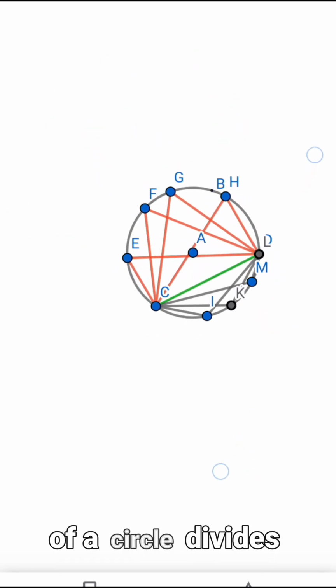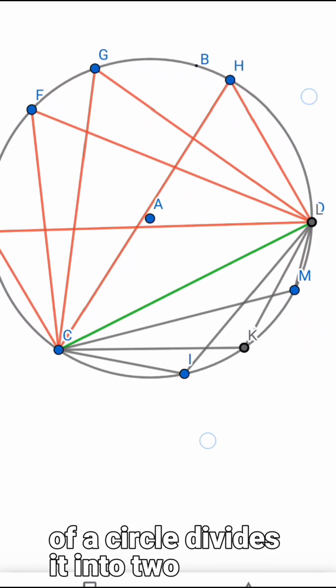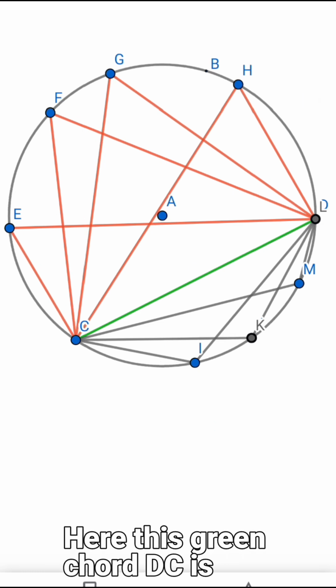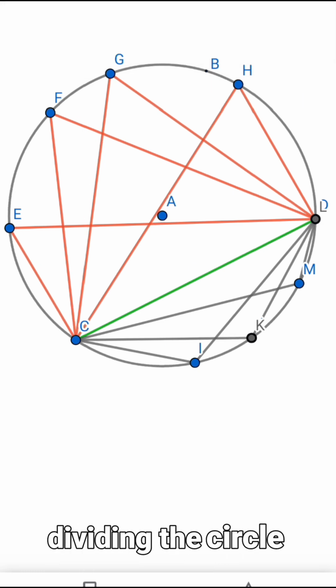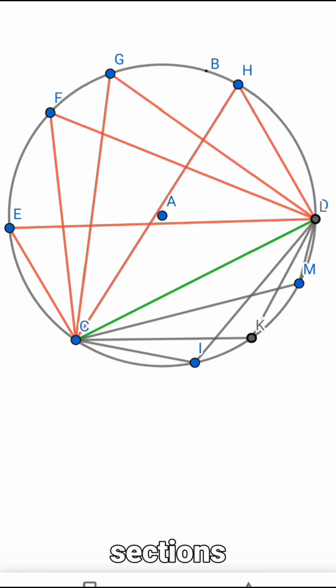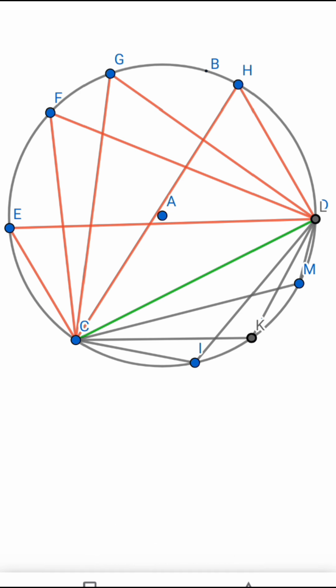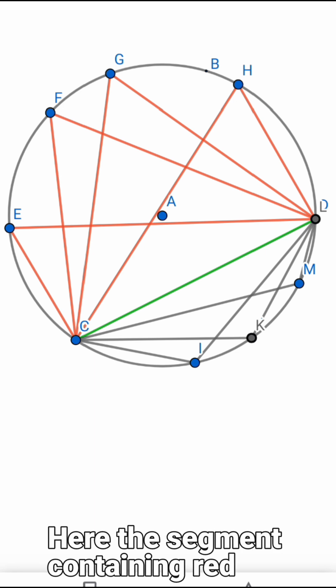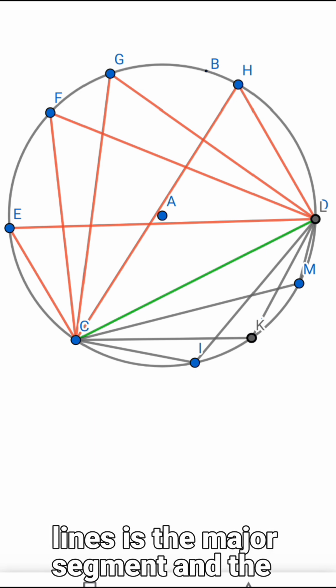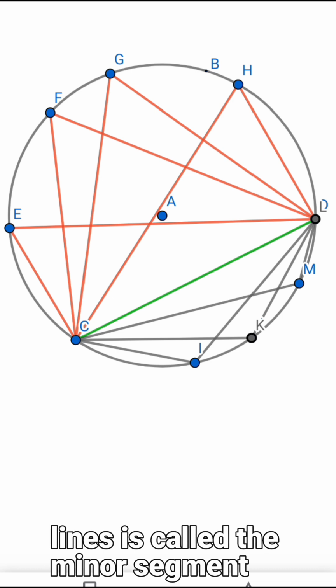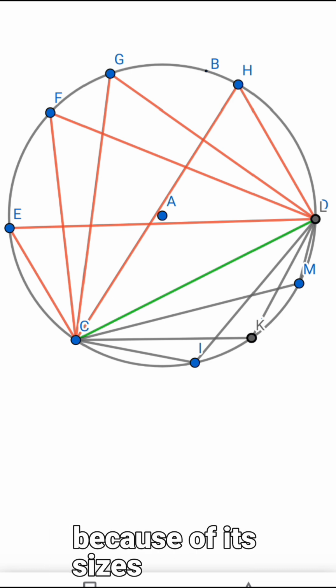Any chord of a circle divides it into two segments. Here this green chord DC is dividing the circle into two parts or sections. These sections or areas are called segments. Here the segment containing red lines is the major segment and the segment containing grey lines is called the minor segment because of its size.